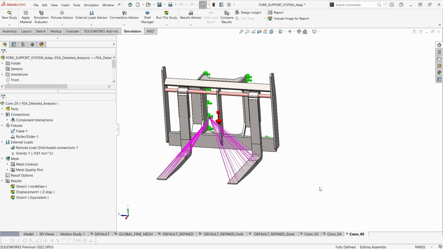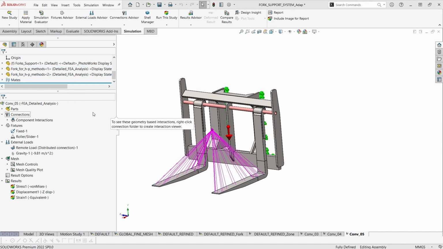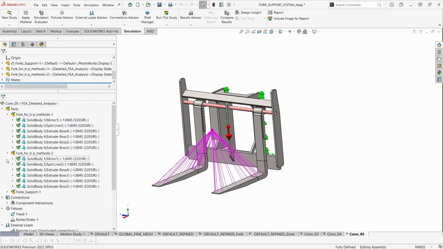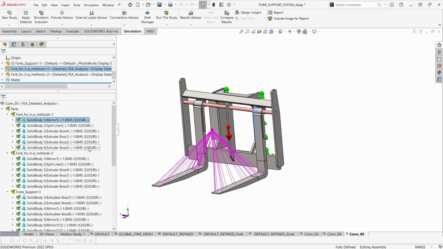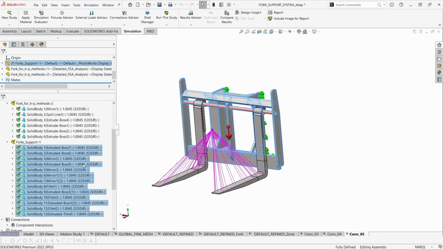Okay, before we touch anything, how many components do we have here? In the simulation menu, if I drop down the components, we have a few, right? We have this group of components for fork number 1, this group for fork number 2, and this group of components for the complete structure. Therefore, the way we define how they interact will give us different results.